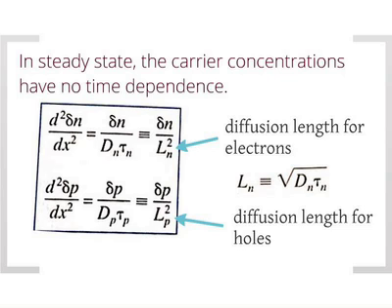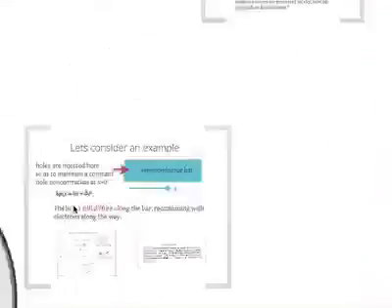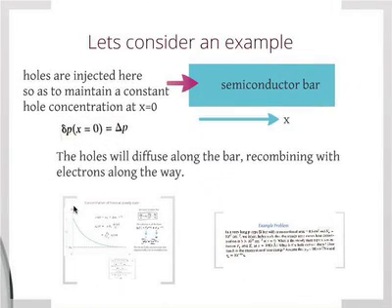So it's a very important parameter for lots of devices. And we will look at this carefully again. So just keep that in mind. Okay. It is essentially the square root of the diffusion coefficient times the lifetime. That's the equivalent equation for the holes. Same thing. Now let's consider an example to make some sense of this.